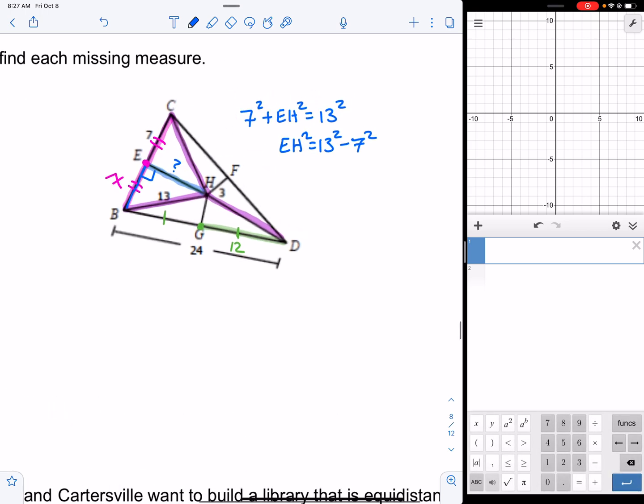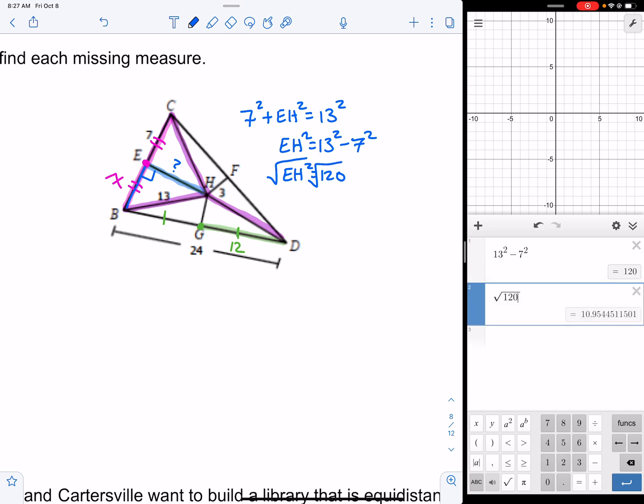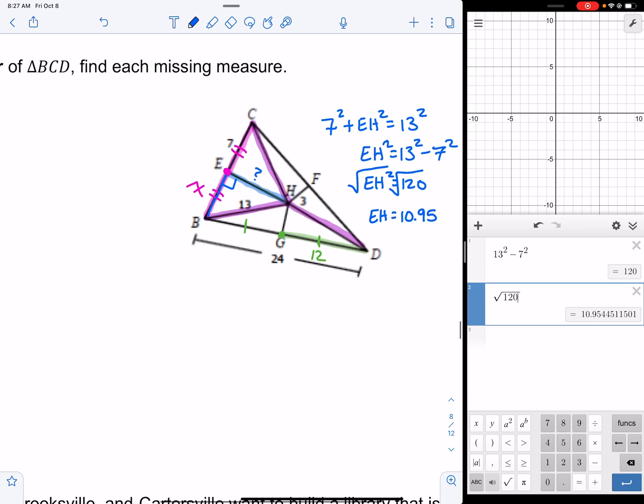All right, so let's type in 13 squared minus 7 squared, which would be 120. And then when we take the square root of both sides, we get 10.95 for EH.